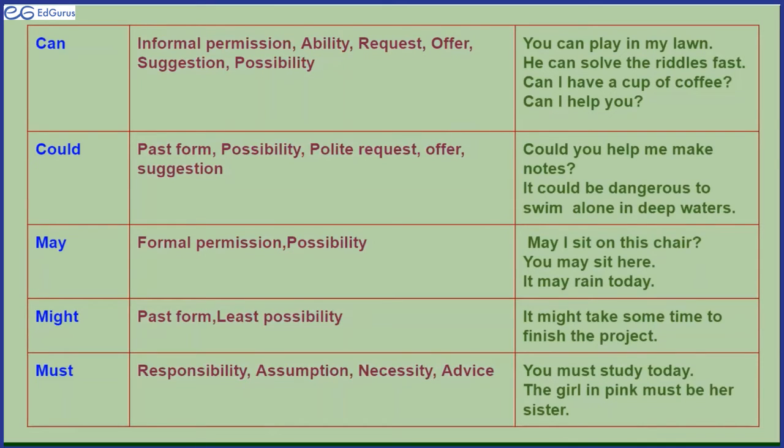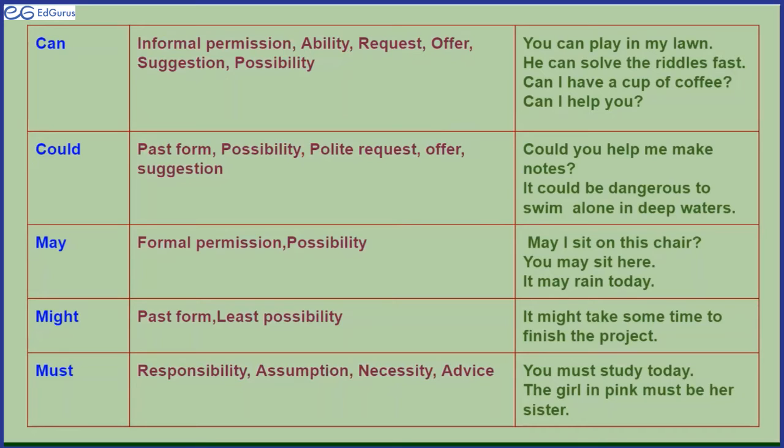So many things are expressed by the use of can. So when we get a sentence where we have to use can, we have to analyze that sentence very carefully in order to see what it expresses. Now here are the sentences, please see. You can play in my lawn. Offer. Okay, right. It is an offer. Anything else? Not suggestion. Informal permission also. Right, informal permission. Also, it is an offer.